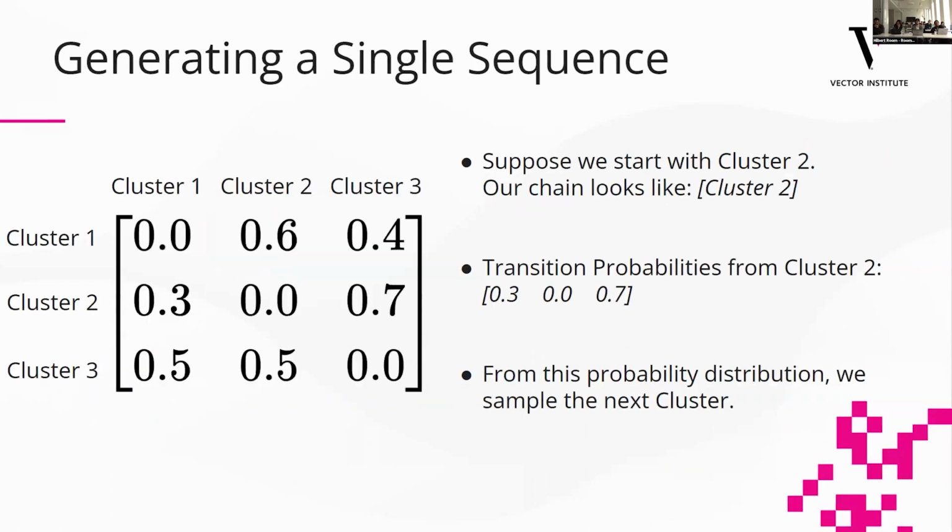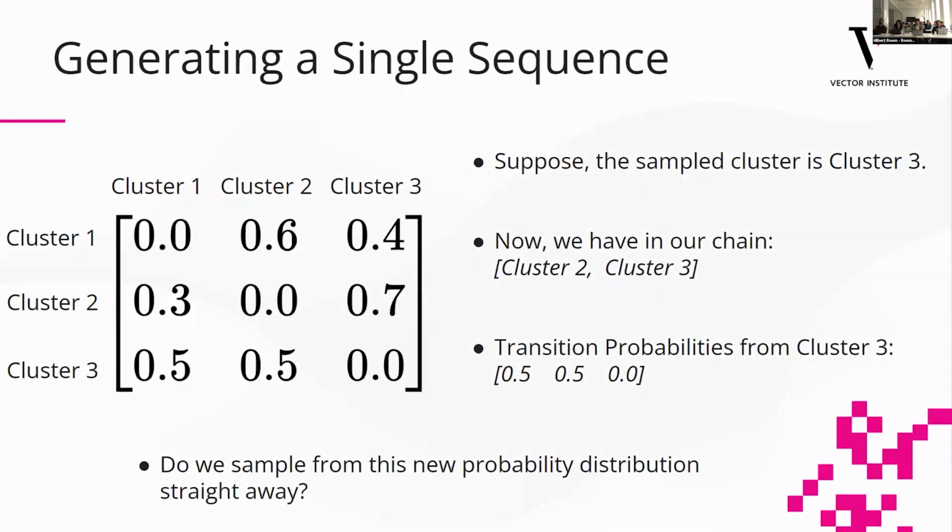How do we generate a single sequence from our Markov model? Suppose we start with cluster 2. Now our chain has only one element, which is cluster 2. From the diagram, it can be seen that the transition probabilities from cluster 2 are 0.3, 0, and 0.7. From this probability distribution, we sample the next cluster. Suppose the next cluster that we sample is cluster 3. Now we have in the chain cluster 2 and then cluster 3. Again, what are the transition probabilities from cluster 3? That is 0.5, 0.5, and 0.